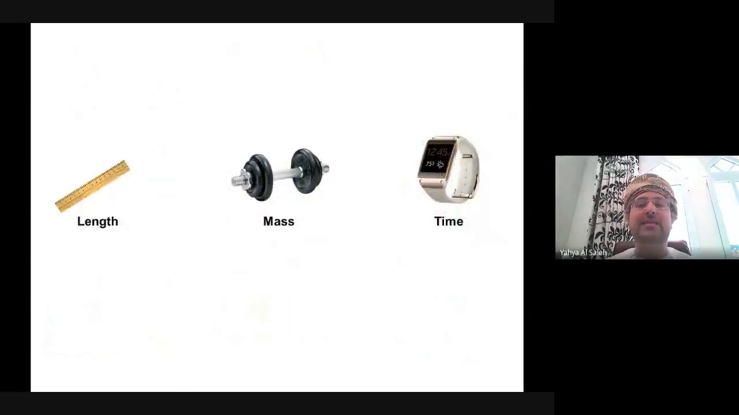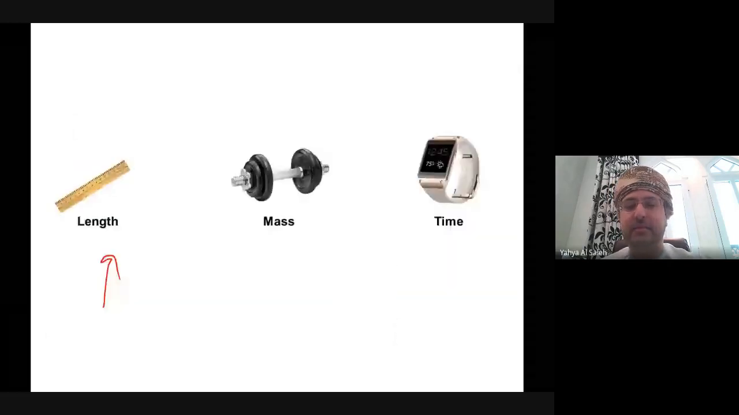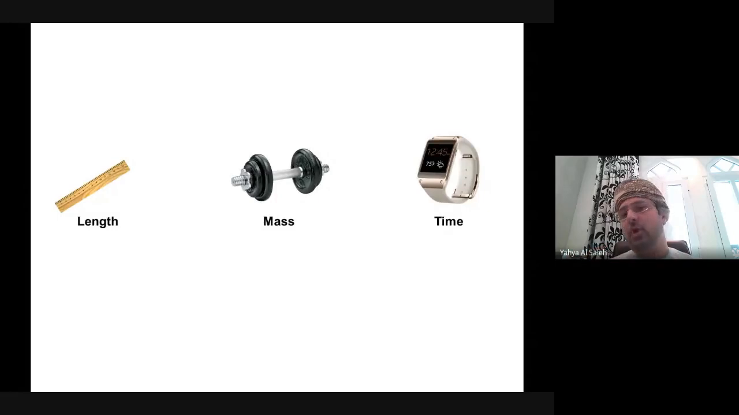First, we assign something. I cannot use this to measure length, can I? That wouldn't make sense. I cannot use a ruler to measure time. Again, that is useless. So we do two things, actually. First, we decide what is the quantity we are trying to measure? Length, mass, time, okay?